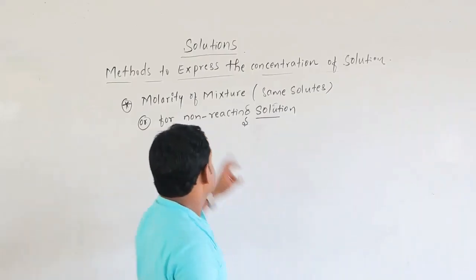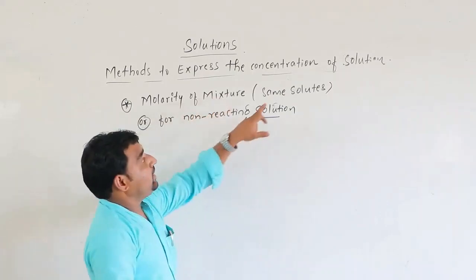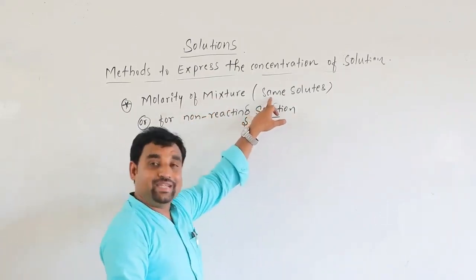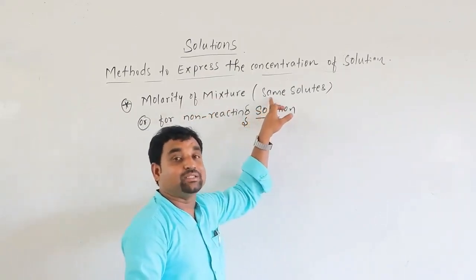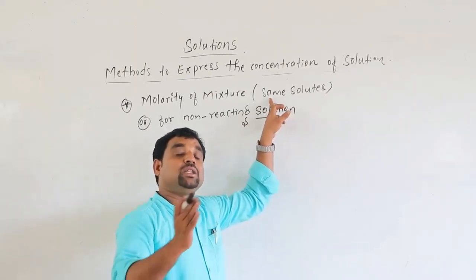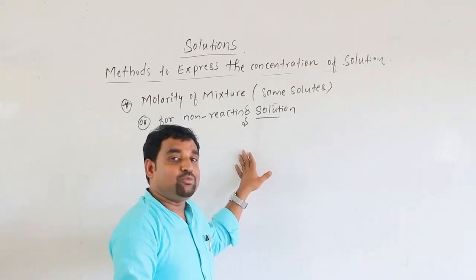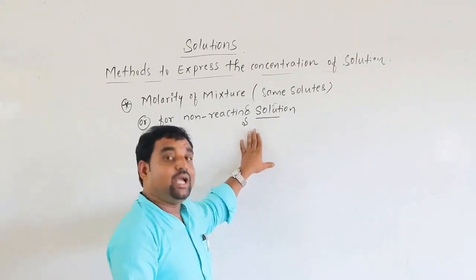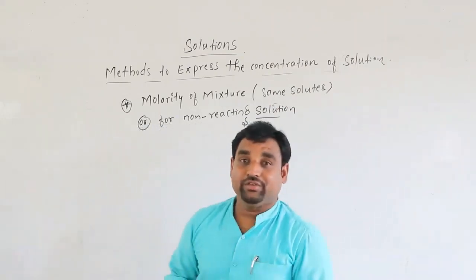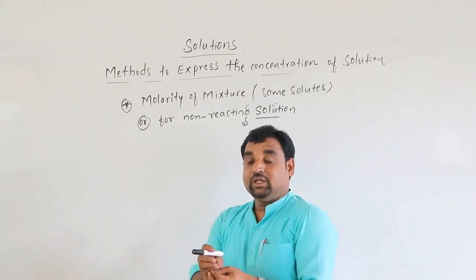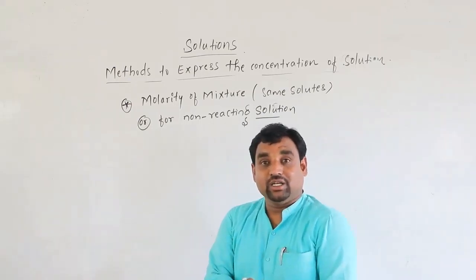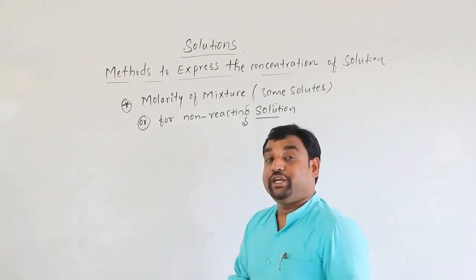So one more: molarity of a mixture having the same type like acid and acid, or base and base. If you add an acid to another acid, those will not react. In such cases, how to calculate the molarity? Now we will discuss that. And if you are adding one base to another base, those bases will not react with each other. In such cases, what is the molarity of the solution?